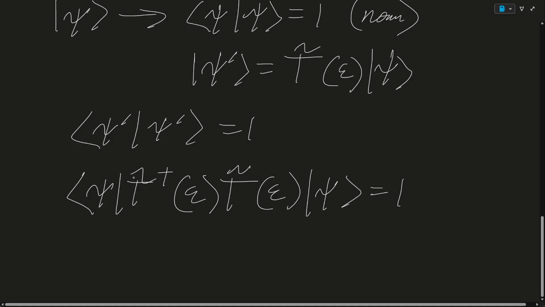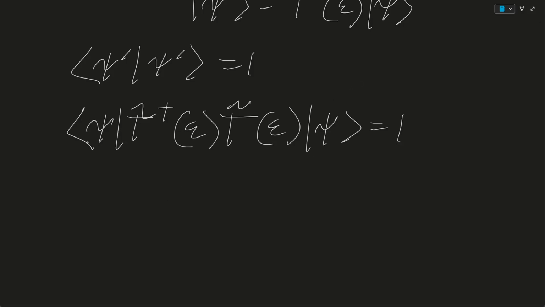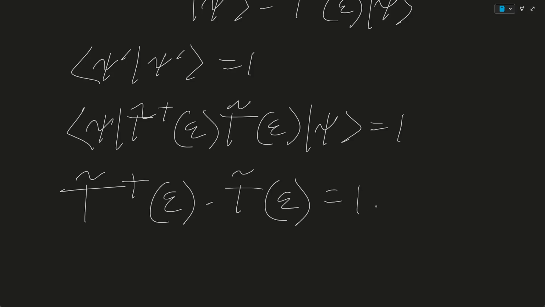And well, we now know that the translation operator from this, what do we have here? Well, this is 1, and that's equal to 1. So 1 times something is equal to 1. So T transpose epsilon, or like the opposite of, times T epsilon is equal to 1.